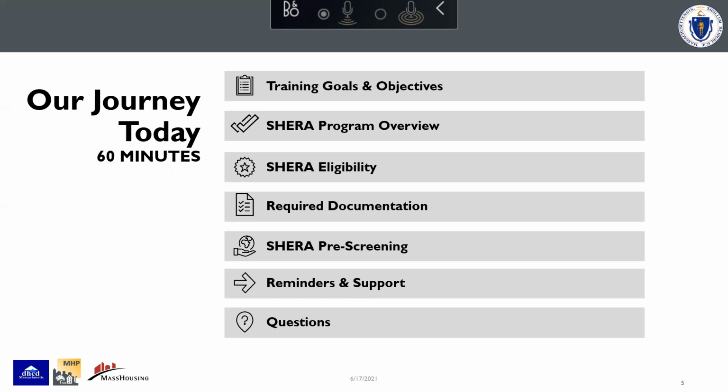So we'll start today by reviewing our training goals and objectives. Then we'll go into the program overview of SHERA. Next, we'll talk about who is eligible, what documentation is required, and discuss the SHERA pre-screening process. And then finally, we will review some key reminders and end with some time for questions.